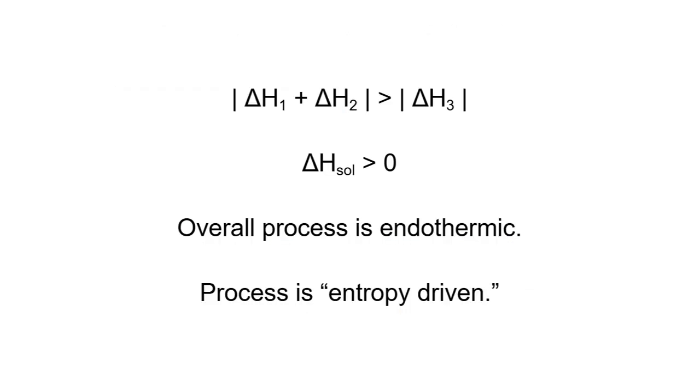So the statement that we can make about the magnitude of these processes is that delta H1, which is the heat that's required to separate the solute particles, plus delta H2, which is the heat that is required to separate the solvent particles, those two things together, those are our two endothermic processes, have to be larger in magnitude when they're added together than the amount of heat that is released. This is our exothermic value. But because we're talking about magnitude, we have to use absolute values here.